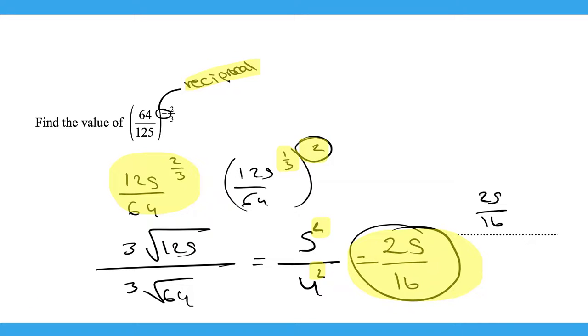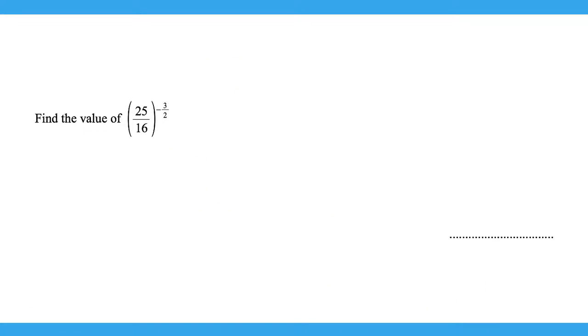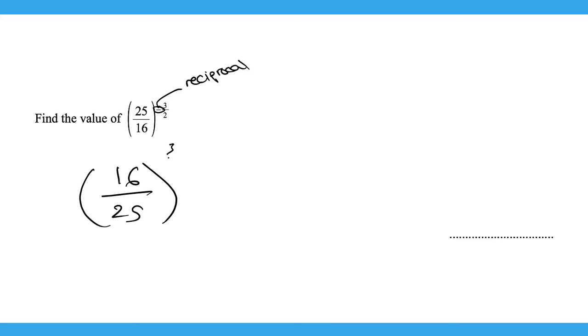Okay, our penultimate question now. So we have 25/16 to the power of negative 3/2. Okay, so negative, what does that mean? We need to find the reciprocal. So let's find the reciprocal. It means you flip it around, so we're going to get 16/25, and that's to the power of 3/2.